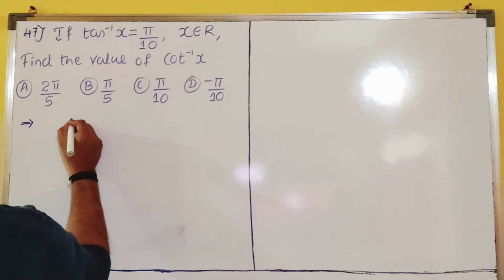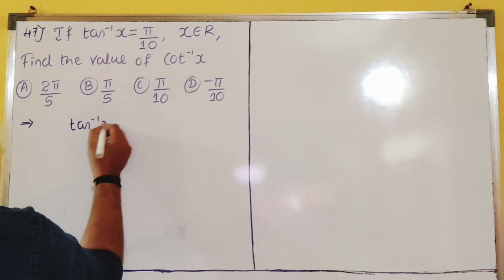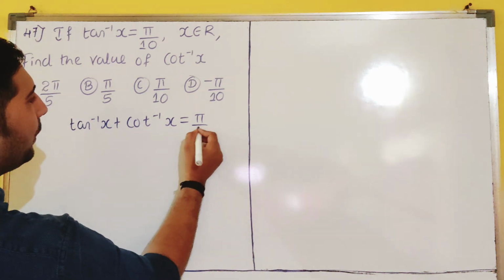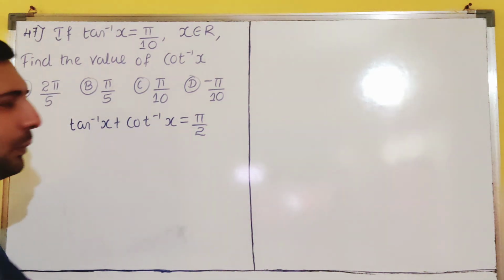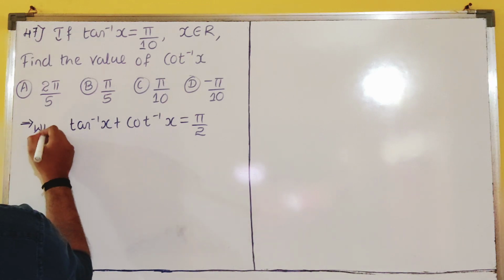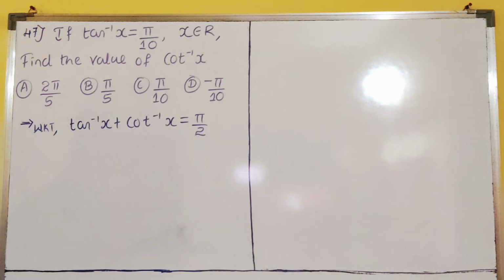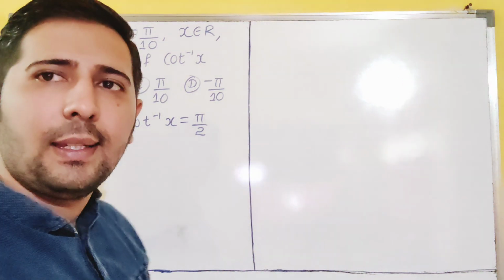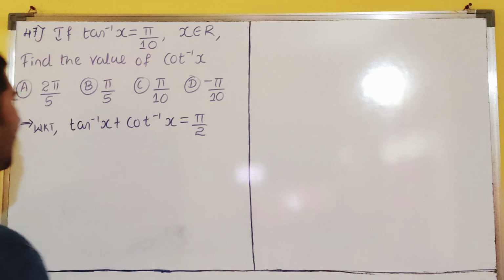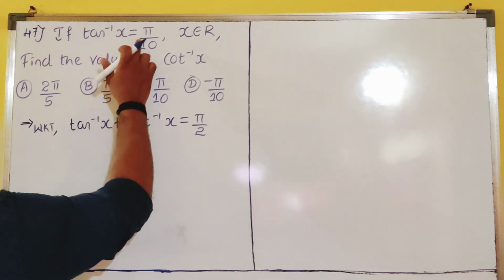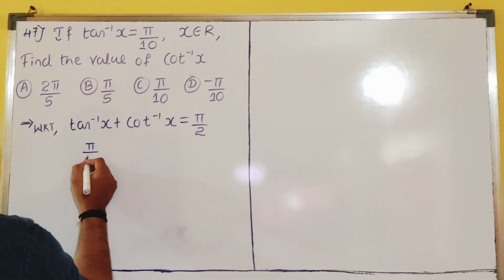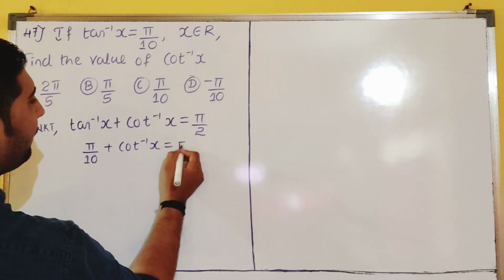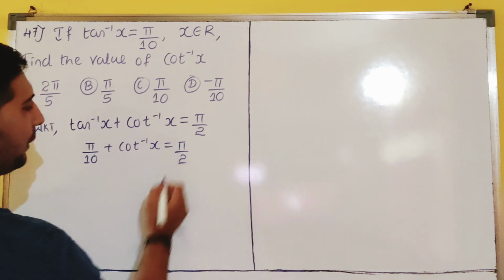Now see. Do you remember this? Tan inverse x plus cot inverse x. Just now I have told you it is pi by 2, no? Easily you can find this. We know that. WKT means we know that. Tan inverse x plus cot inverse x is pi by 2. This is a very interesting question. Lovable question. So now see. Tan inverse x is how much? Pi by 10. Pi by 10 plus cot inverse x is equal to pi by 2.